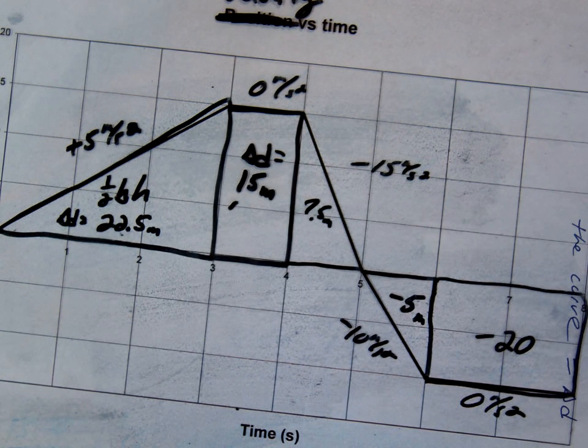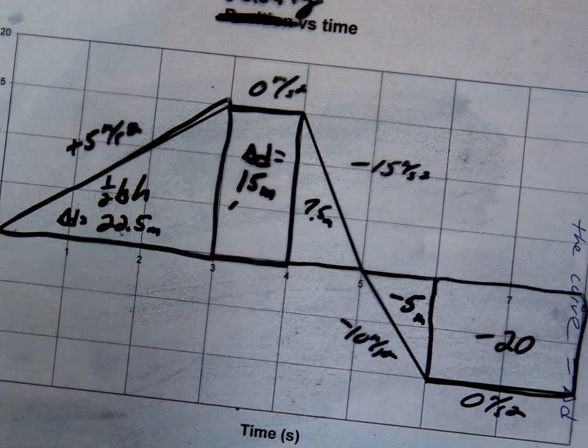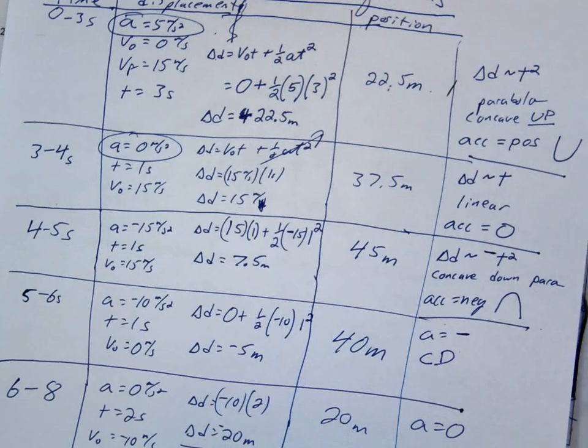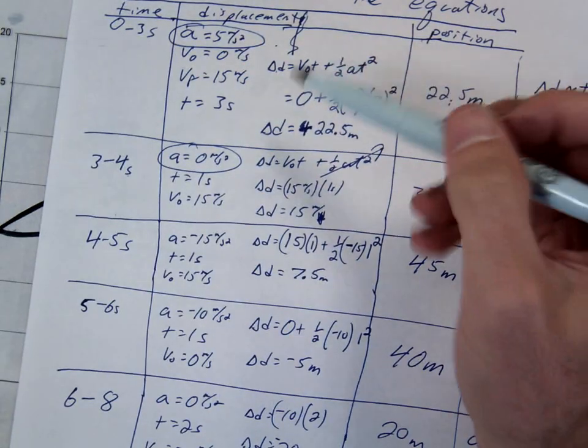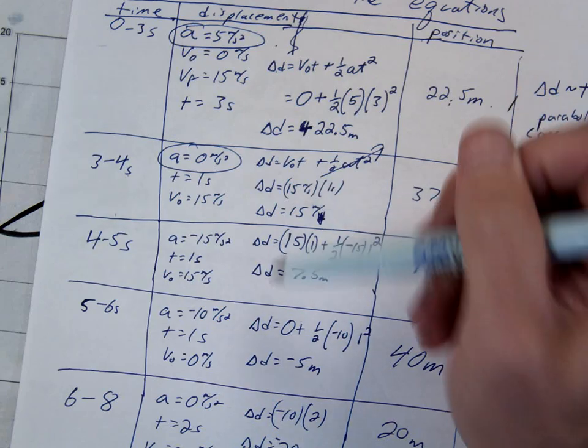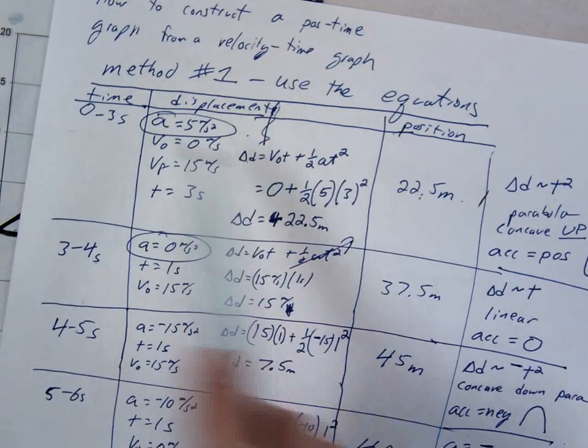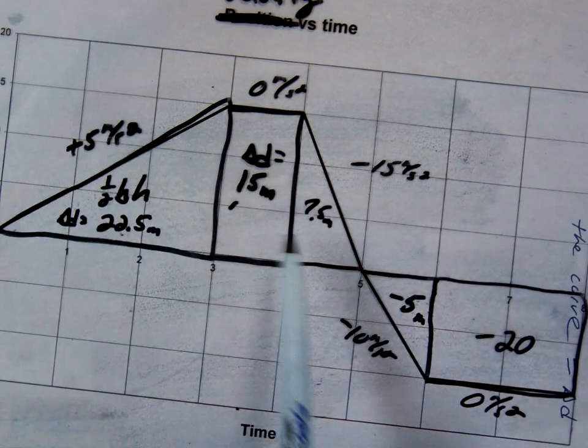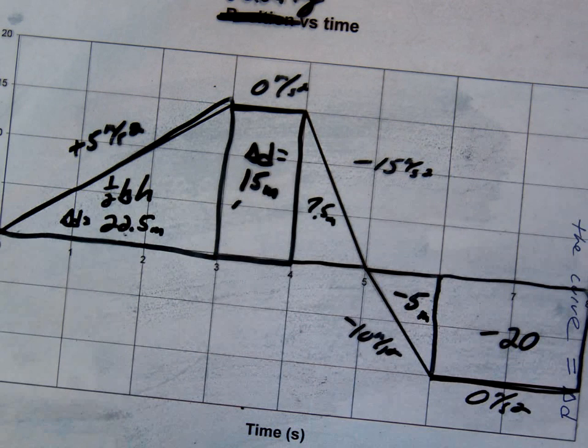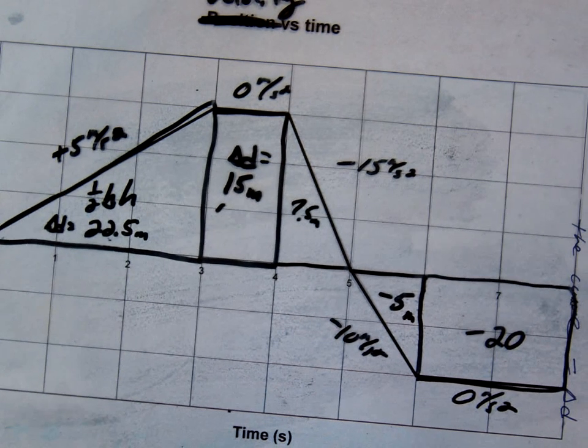Alright, so we essentially did the same thing. We got the same numbers. We just found it a different way. So you can use method 1, use your equations. You could use method 2, find your areas, and you should come up with the same numbers. Now the second part is the same for both. Once you have your little data table, you have to go ahead and plot it and then figure out, is it concave up, concave down, or linear. Alright, any questions on that?